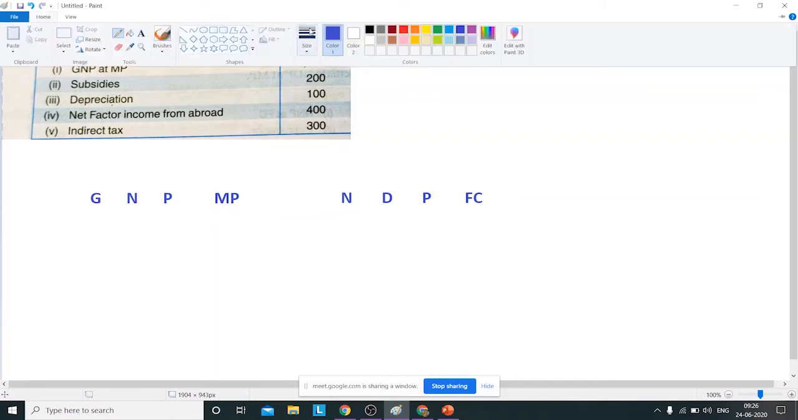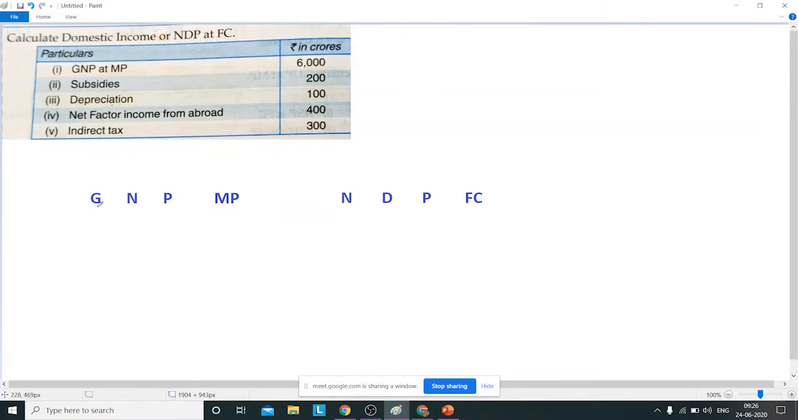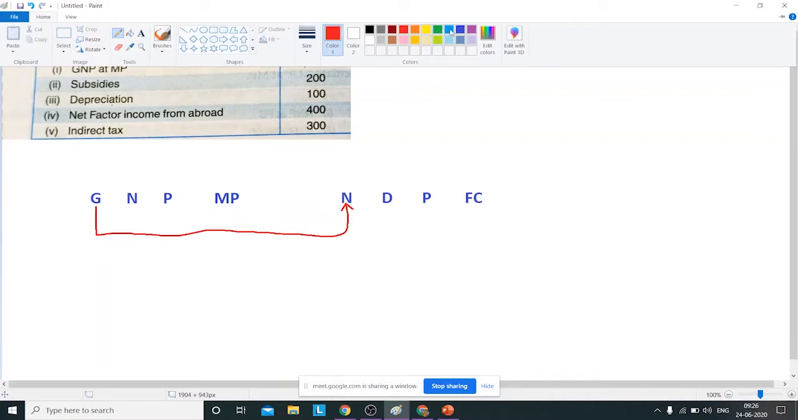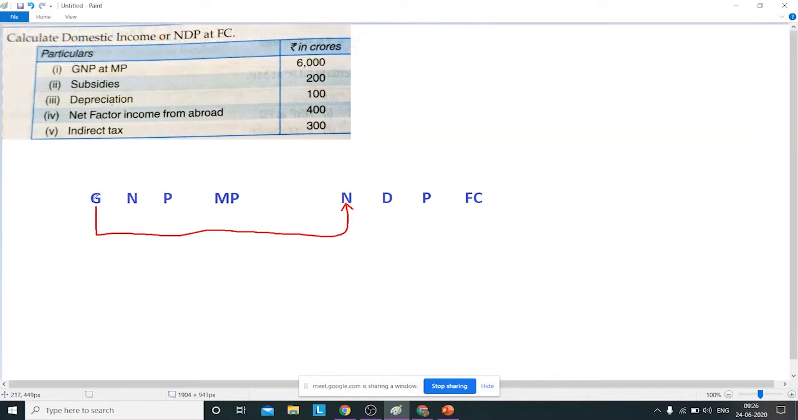Then the next step is you draw lines like this. I am having gross with me and I want to find out net. Put an arrow mark here. In the question I have gross with me, and in the answer part I have to find out the net, right? So gross I have, net I want to find out. So draw a line between these two, that is gross to net, and put an arrow so that you will be able to identify what you want to attain. Next, another line you draw between national to domestic.